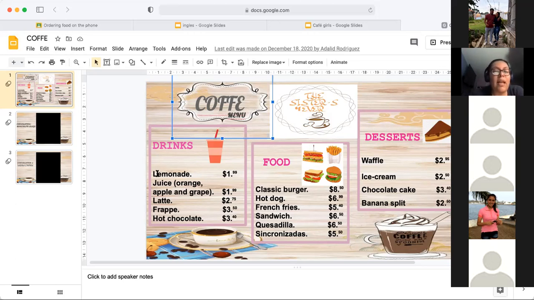So drinks: lemonade, juice, latte, frappe, and hot chocolate. So cold and hot drinks. For food, they have a classic burger, hot dog, French fries, sandwich, quesadilla, and sincronizadas, all right? And for dessert, they had waffles, ice cream, chocolate cake, and banana splits, okay?